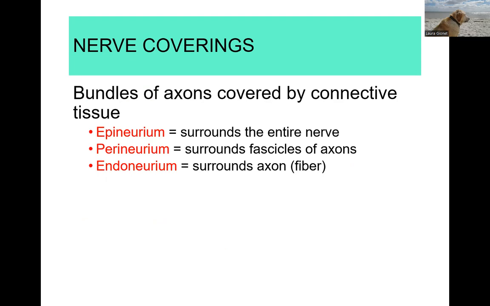Okay, nerve coverings. Bundles of axons are covered by connective tissues, just like muscles. Epineurium surrounds the entire nerve. Perineurium surrounds a fascicle. And endoneurium surrounds one axon or its fiber.